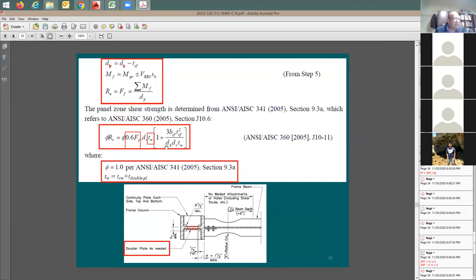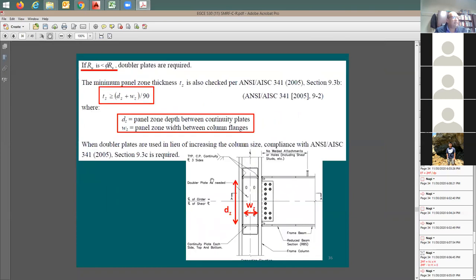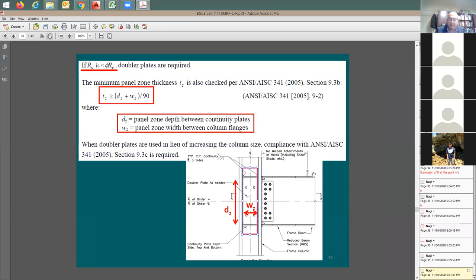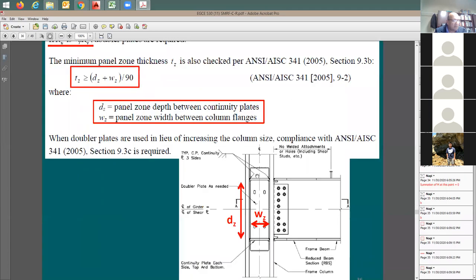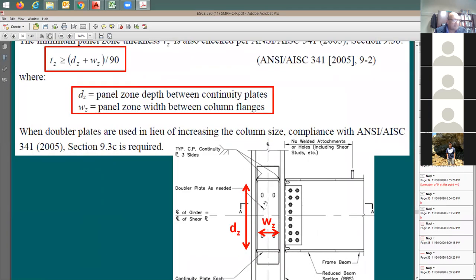Just to continue about these factors that you see, you're going to see here the definitions for D sub Z and W sub Z. This gives you the Doppler plate that you're looking at, which is this plate here. I can just put a box around it. It's usually extended at least 6 inches above and below the continuity plate. This is the continuity plate. See this and this?